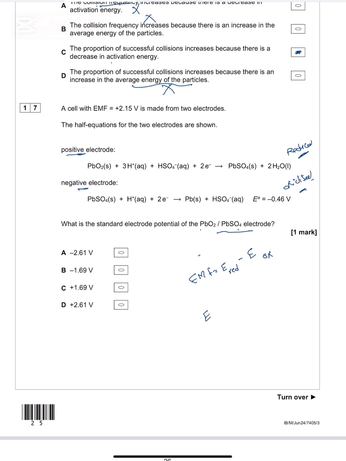So the E of the reduction, the one they ask for, will equal the EMF plus the E of the oxidation. So that's going to be 2.15 minus 0.46, which is the electrode potential for the oxidation reaction. And that will give you plus 1.69 volts. So this is the correct answer.